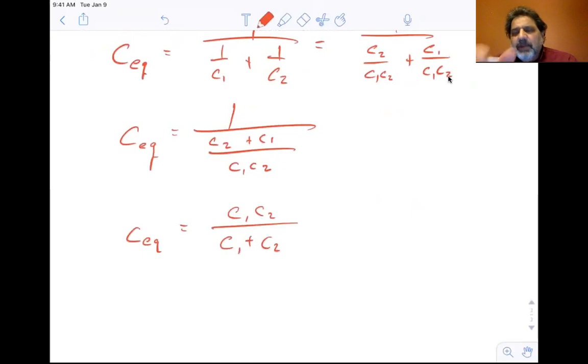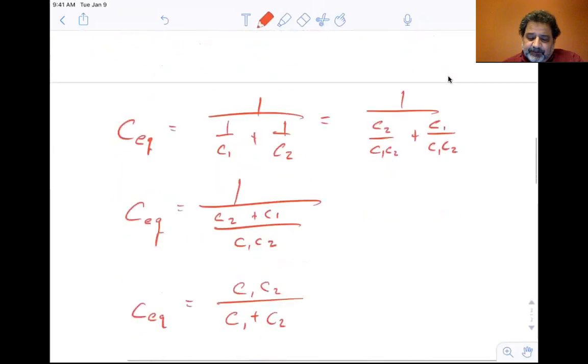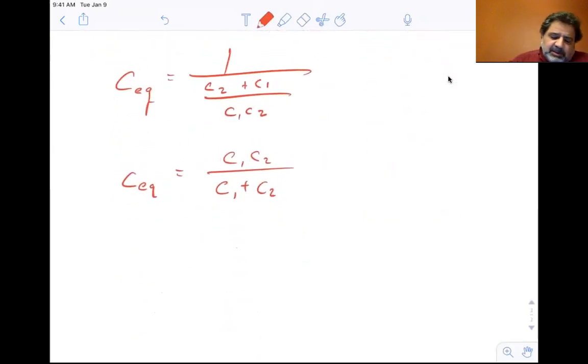Now, if you've got more than two capacitors in series, this doesn't work. And I don't know a shortcut formula for doing that, but you can always do two at a time, get that C equivalent, and then do the same thing. Then we just cascade them. Do it again for the next C3. But anyway, that's a little shortcut.